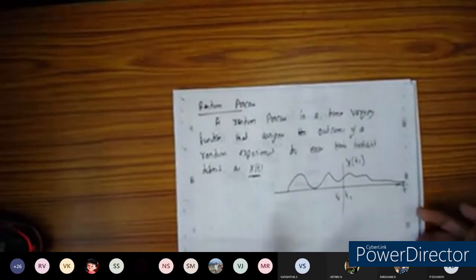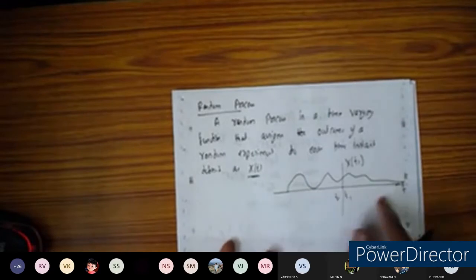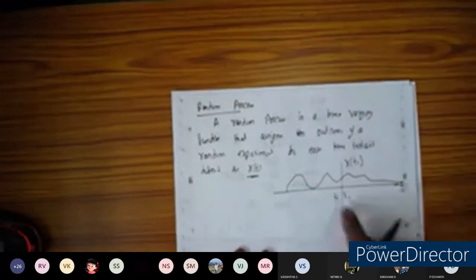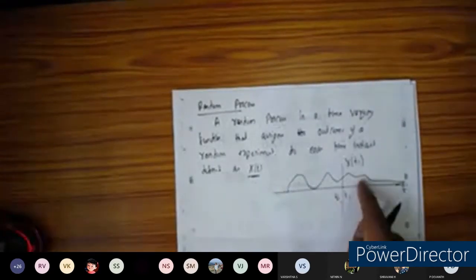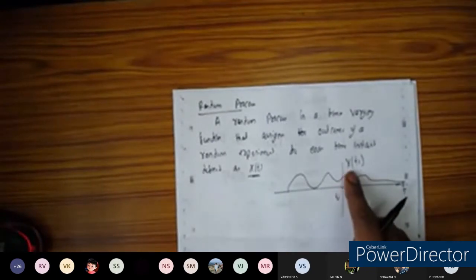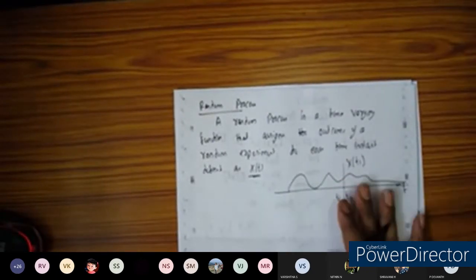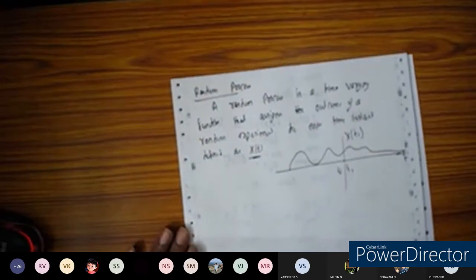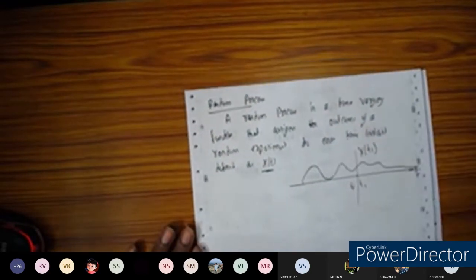For example, assume that I'm talking here. My voice is varying with respect to time t. If you measure it at a particular time instant, that is a random process value at that time. Got it now? Okay.